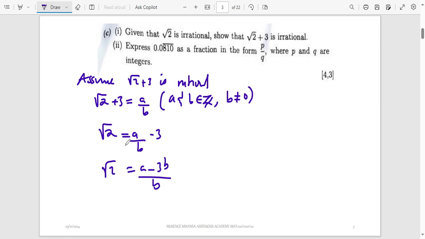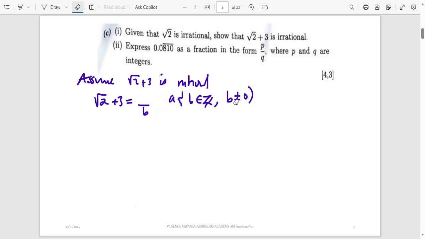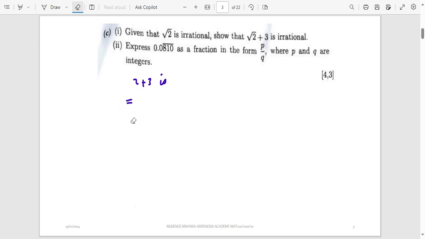Now you know that they've given that square root of 2 is irrational. And then the other side, we know that it is rational because integer over integer is rational. An irrational number can't be equal to a rational number. Therefore, square root of 2 plus 3 is irrational. Okay, just like that. Make sure that you make that last conclusion, the last statement, as you write. Since the right hand side is rational, an irrational number cannot be equal to a rational number. Therefore, square root of 2 plus 3 is irrational.